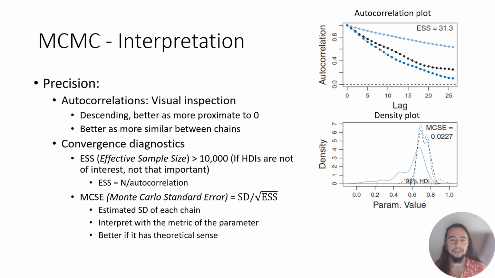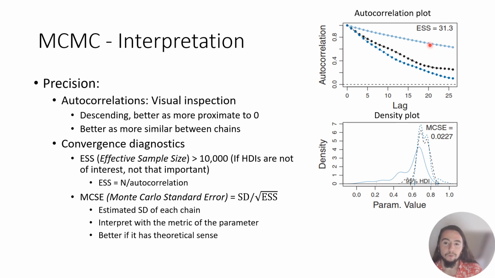Next, we need the values of the chain to be precise. First of all, very useful concepts here are the autocorrelations, which are the correlations of the values of each step of the chain with the previous ones. We need them to be descending, approximate to 0 at best, and without differences between the chains. As we can see here, there are significant differences between the chains, although they are descending. So this is a red flag.